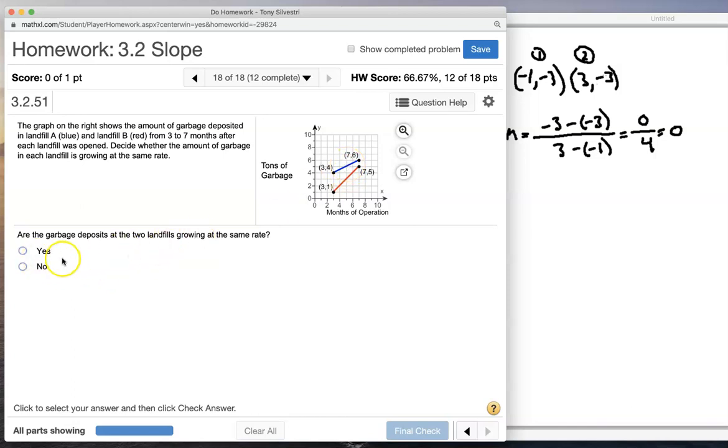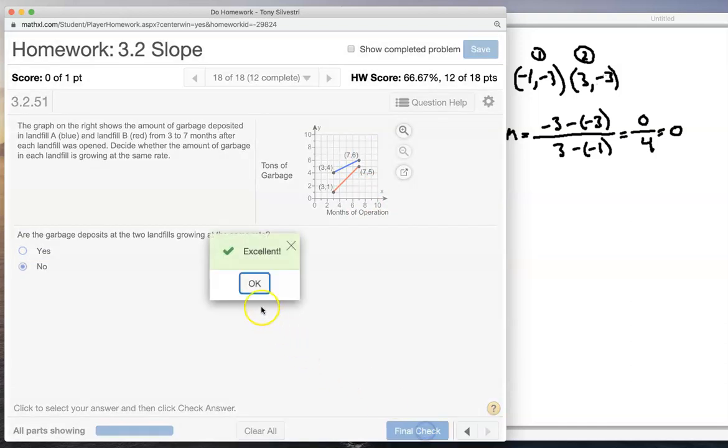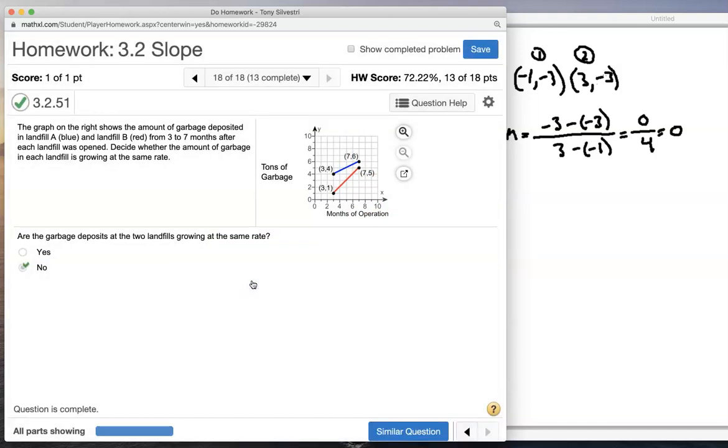Are they growing at the same rate? No. If they were growing at the same rate, the slopes would be the same, and those two lines would be parallel. If the slopes have the same value, you would say they're parallel, but they're not parallel. If you were going at the same rate, this would eventually hit somewhere over here, and so they would cross. And that's it. No problem.